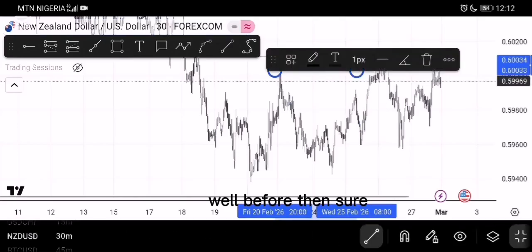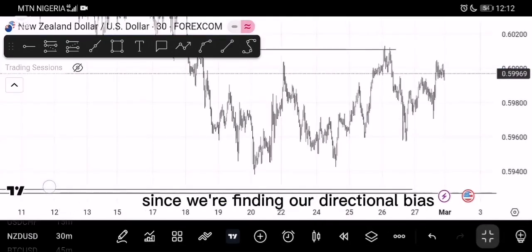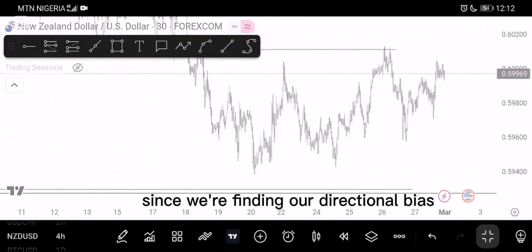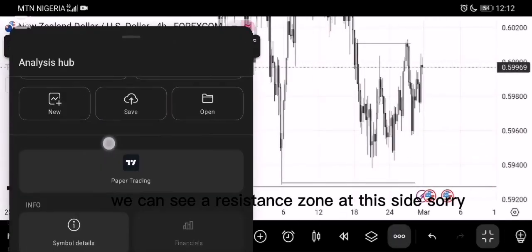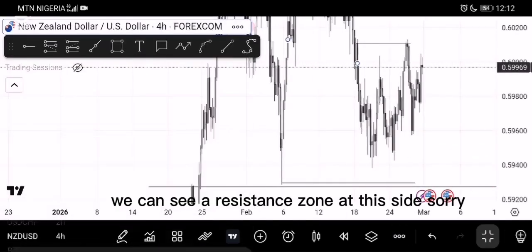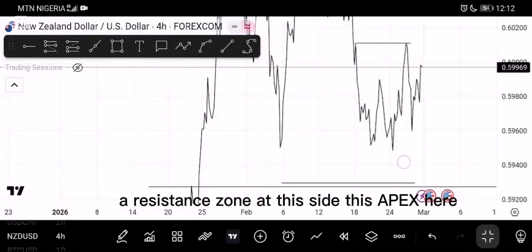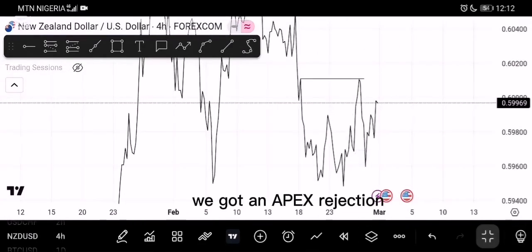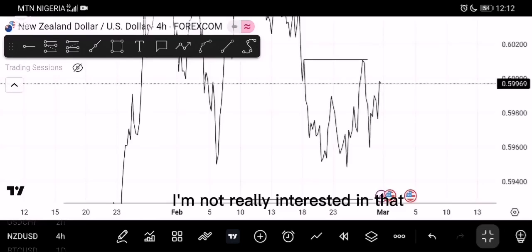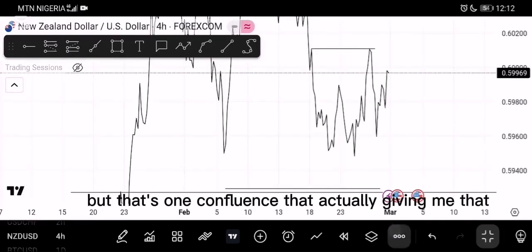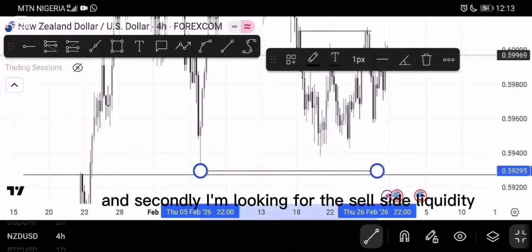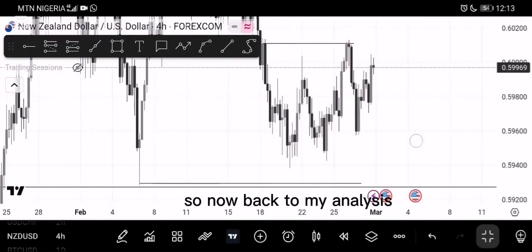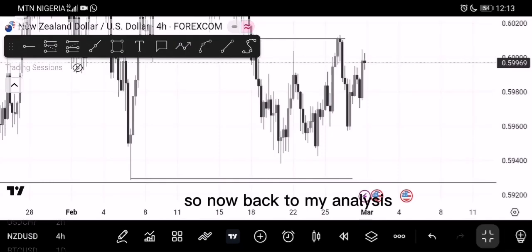But before then, let's enter inside the 4 hour time frame since we're finding our directional bias first. In the 4 hour time frame, you can see a resistance zone at this side. This apex here, we got an apex rejection. I'm not really interested in that, but that's one confluence giving me what I should be looking for: sell. And secondly, I'm looking for the sell side liquidity. So now back to my analysis.